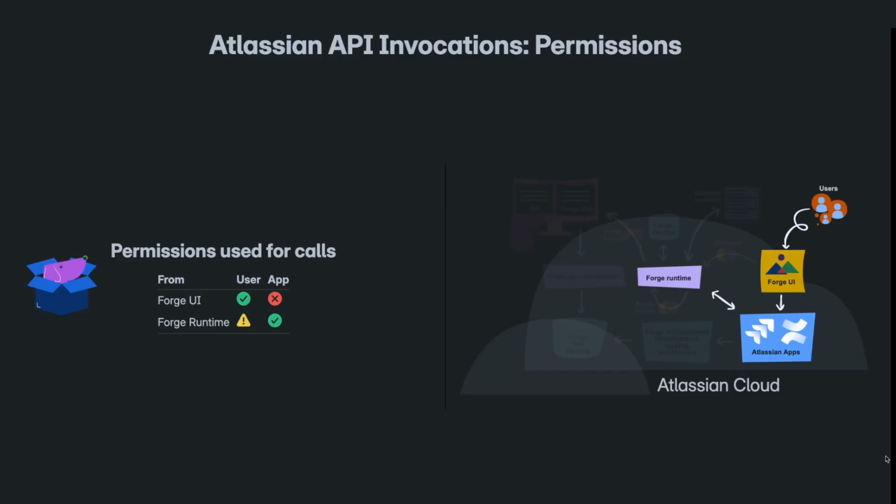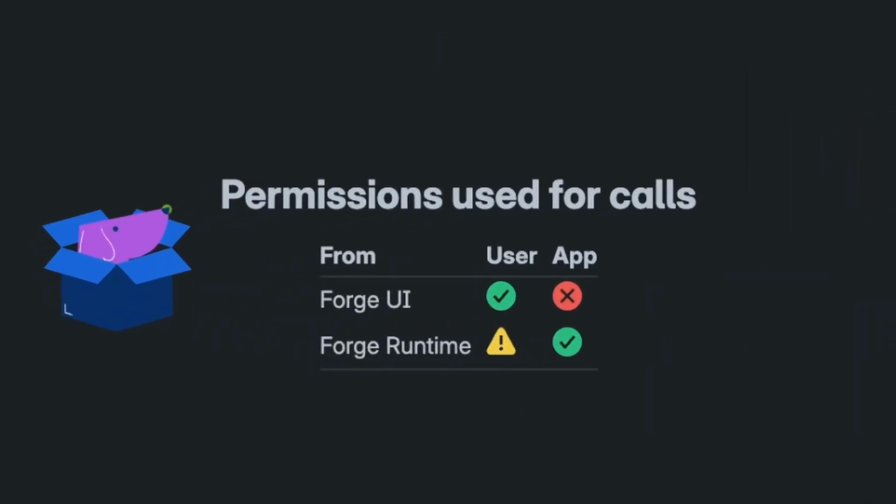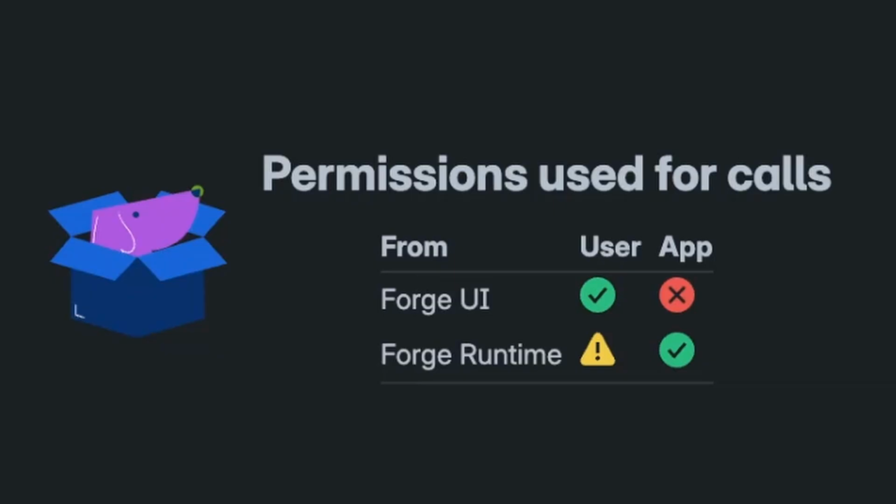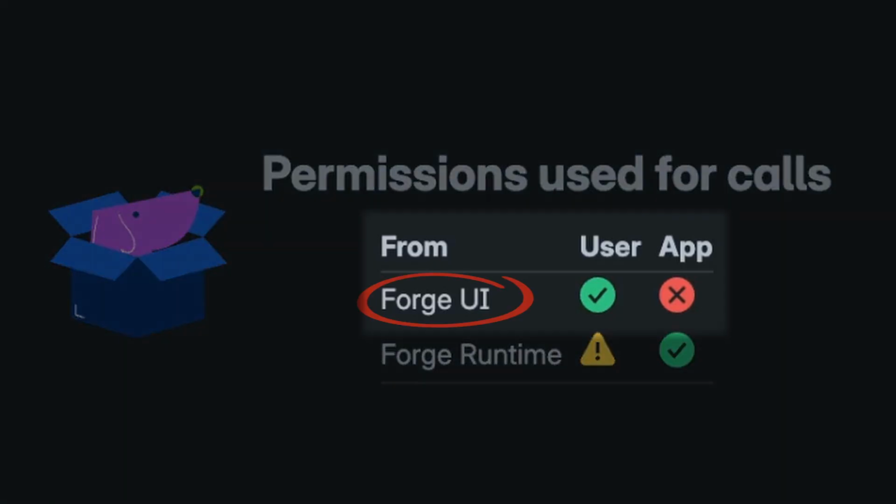A user is associated with every Atlassian API invocation in order to restrict the authorization of the API call to the user's privileges. The user associated with the API call can either be the user using the app or a fake user that is associated with the app and created when the app is first installed. When a Forge app invokes an Atlassian API from its user interface, the call is always associated with the user that the Forge user interface is active for.